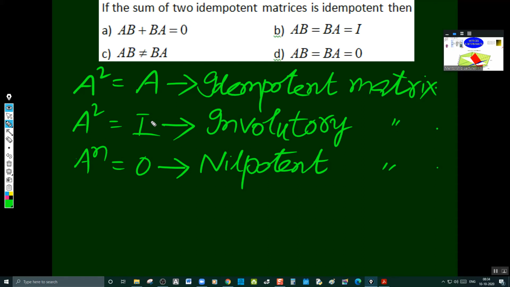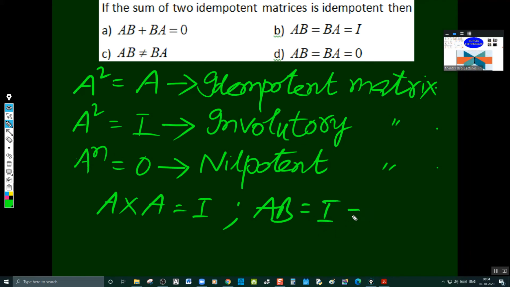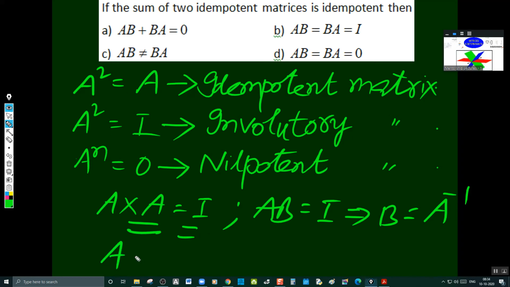Involutory: A square is equal to I. Why involutory? A square is equal to I means A into A is equal to I. If you compare it with the definition of inverse, AB is equal to I implies B is equal to A inverse. So in this case, A is equal to A inverse. That is why it is said to be involutory.